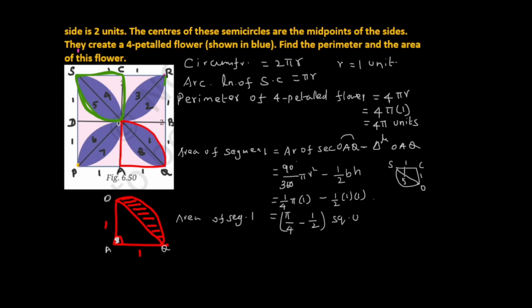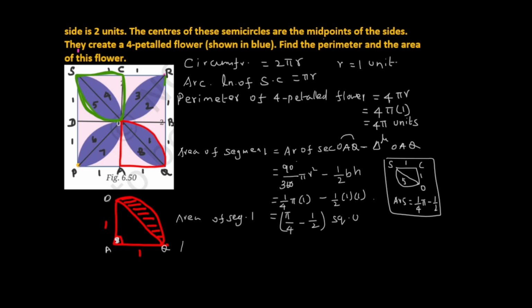Again we have to calculate the area of segment 5, which is equal to the area of the sector, that is the quadrant, 1 by 4 pi r squared where r is 1, minus the area of the right angle triangle, 1 by 2 into 1 into 1, same thing, pi by 4 minus 1 by 2. This is the area of segment 5. So like that we can find all the 8 segments.